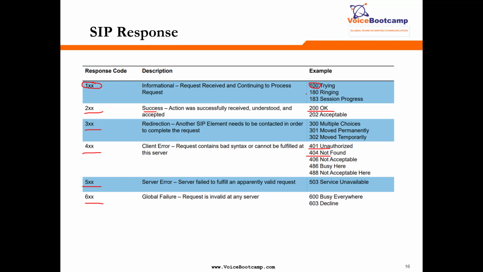500 errors mean server-side errors, something to do with server failure. That could be that the server blocked the connection, the server process is not running, the port number is not correct, or the security is not correct. Many reasons. 503 is called Service Unavailable, an indication that the server did not or could not complete the call. 600, or 6XX, is a global failure: the request is invalid at any server, meaning the number is busy everywhere. Or 603, which means the number was declined for whatever reason.